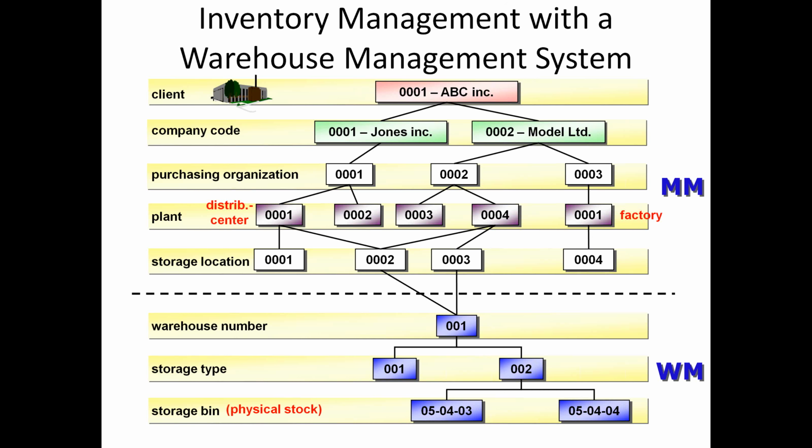If the same material is assigned to plants 001 and 004, then the valuation of the material happens first at the plant level, then at the storage location level. The material is valuated at the plant level, not at the storage location level. That is why the price will be different at the plant level. The storage location is only the place to store. That's it. Okay, got it. Thank you.